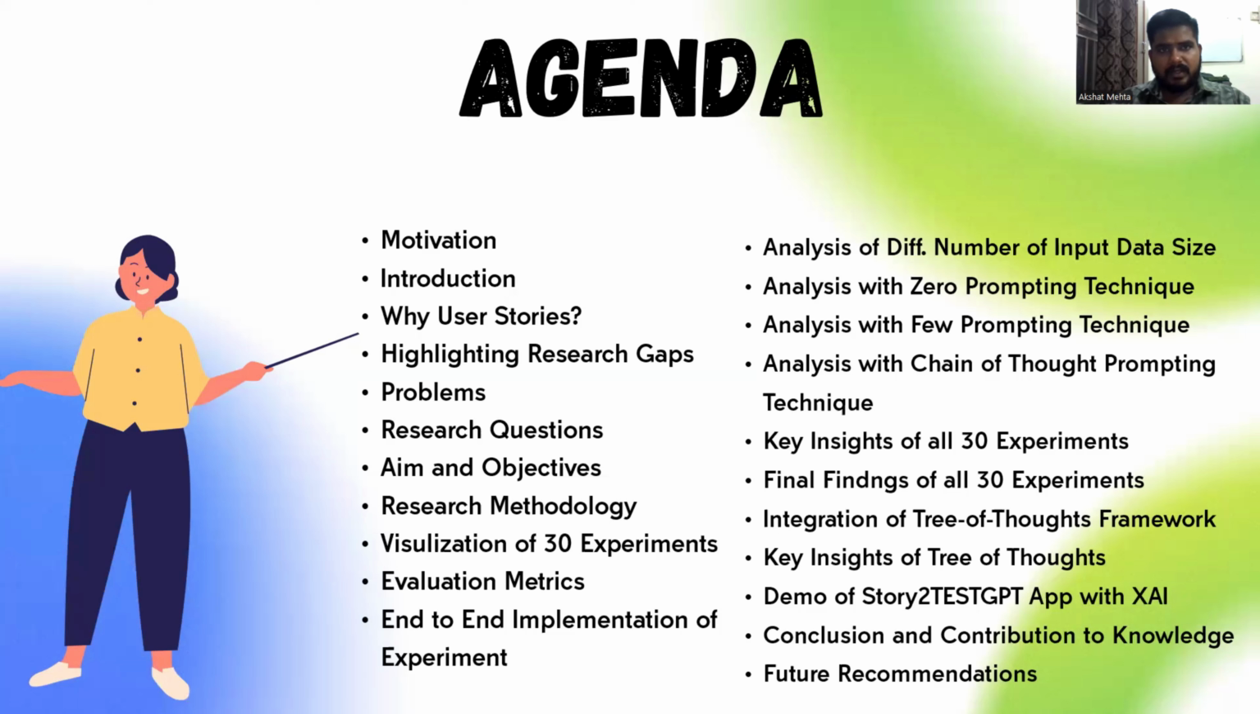Then I will walk you through the end-to-end experimentation of all these 30 experiments, followed by an analysis of input data sizes and the results from zero shot, few shot, and chain of thought prompting techniques. I will review the key insights and the final findings from the experiments, delve into advanced techniques like tree of thoughts frameworks, and demonstrate how these concepts have been implemented in the Story to Test GPT application. Finally, I will conclude with the discussion of the contribution to knowledge and future recommendations. Let's move to slide 3, where we will dive into the motivation behind this study.